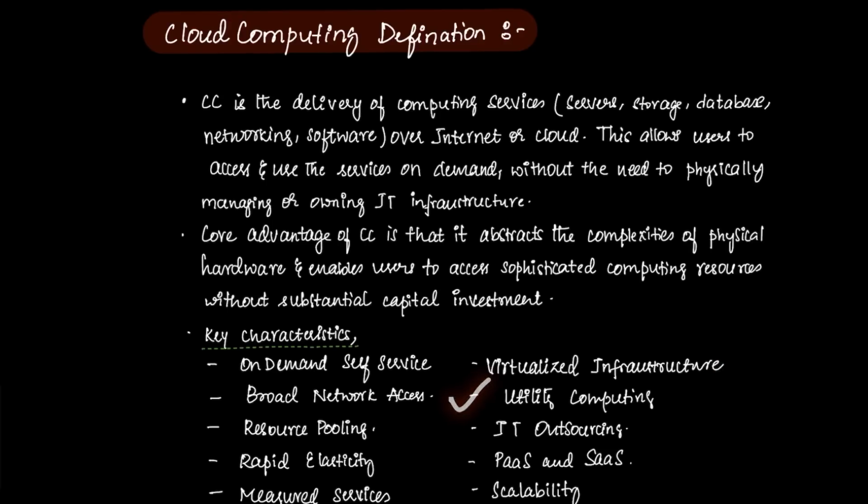We have utility computing. Computing resources are considered as utilities like electricity or water. Then we have IT outsourcing. Businesses delegate IT infrastructure management to external cloud providers for cost and efficiency benefits. Then we have platform as a service, which provides a development environment for building, deploying, and maintaining different applications. We have software as a service, which delivers software applications which can be accessed via the internet. Then we have scalability. The system can handle increasing workloads by adding resources or distributing the tasks effectively.